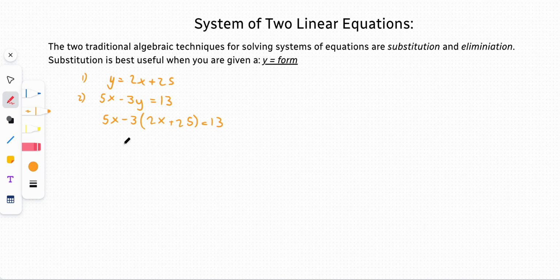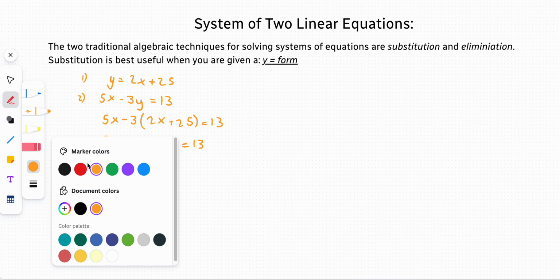And this is how we rewrite it, okay? All we have to do from here is distribute, and solve it like any other normal equation. So let's combine our like terms here. We're going to get a negative x, and let's add 75 to both sides. We get a positive 88, and because this is a negative x, we're just going to flip the signs, and x is going to be equal to negative 88.